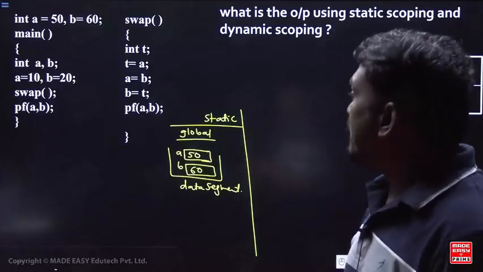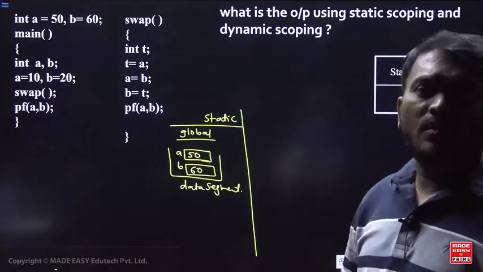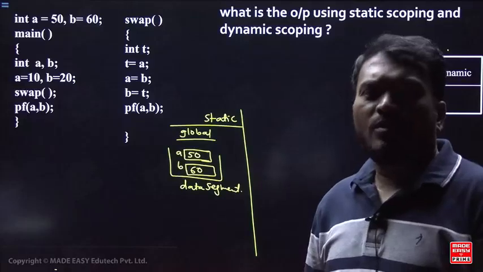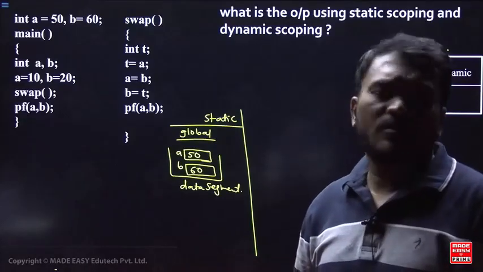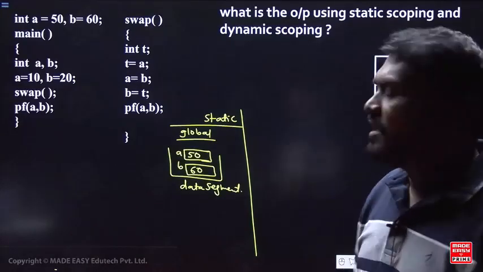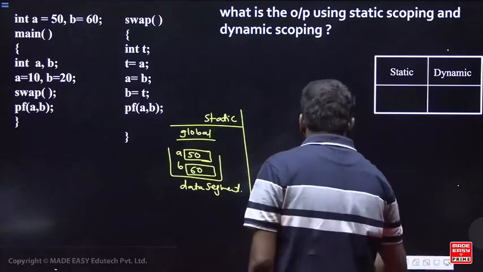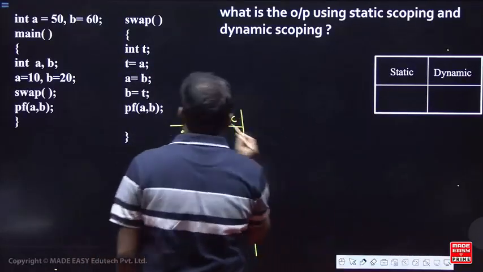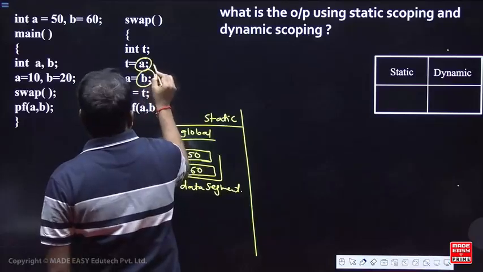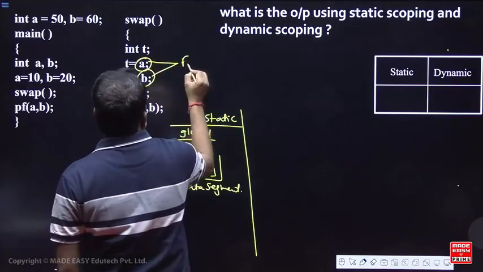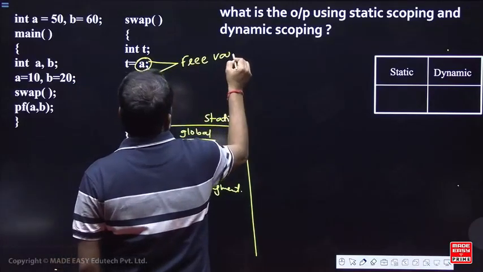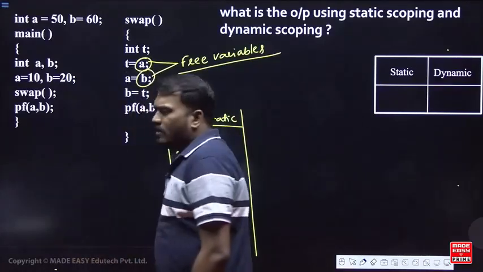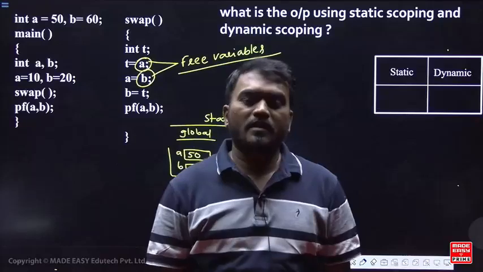In the swap function, are variables a and b available? No, not available. Why? Because there is no declaration. No declaration means memory is not allocated. Is that clear? So these two, variable a and variable b, are called what? Free variables. The definition is very clear.